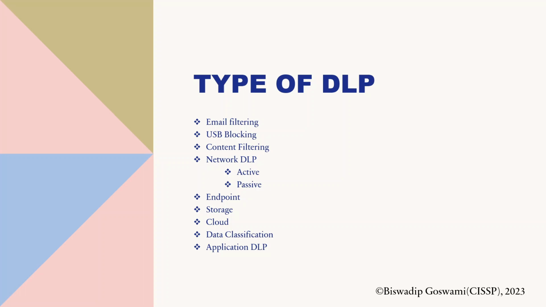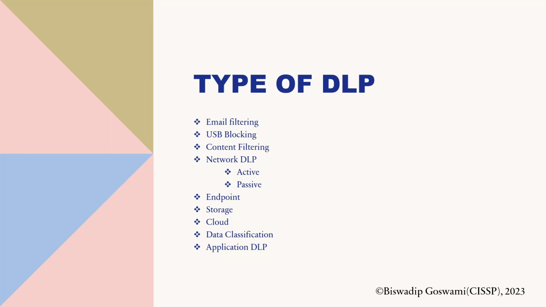Cloud DLP. This is a type of DLP involved in protecting data that is stored in cloud based applications and services such as Office 365, Google Drive, and Salesforce. It involves monitoring and controlling access to sensitive data, preventing unauthorized access, and ensuring compliance with regulatory requirements.